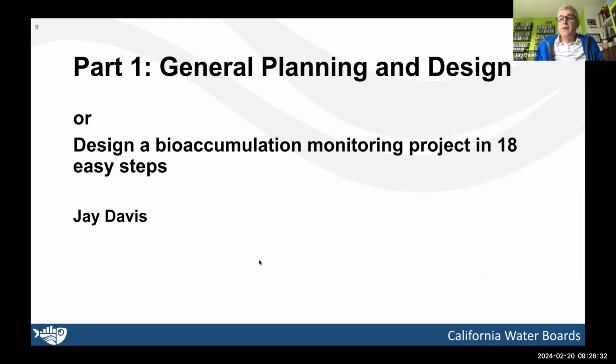So we're going to start with me with a relatively long block talking about all the different aspects of general planning and design, or how to design a bioaccumulation monitoring project in 18 easy steps. And there's a bit of facetiousness in there. A lot of these steps are not that easy.